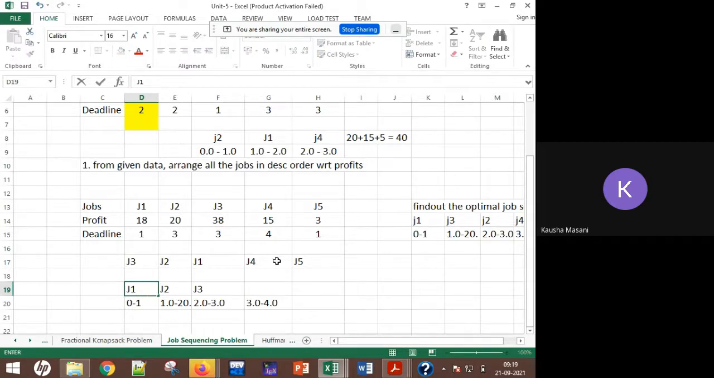Okay. Next is J4. J4 can go the deadline till 4 units. So I do have one space here. So that is J4. So the answer is J1, J2, J3, J4.